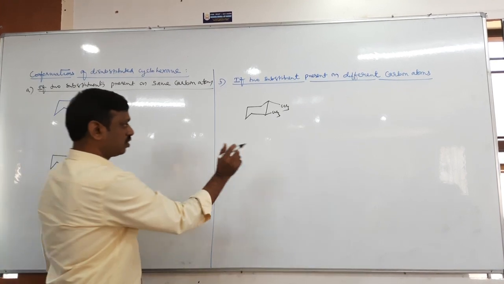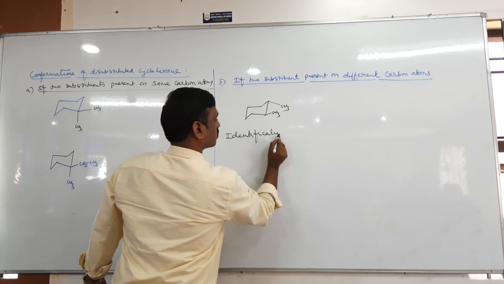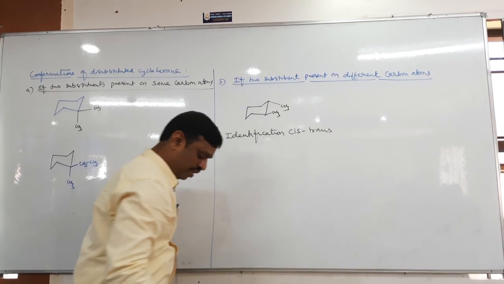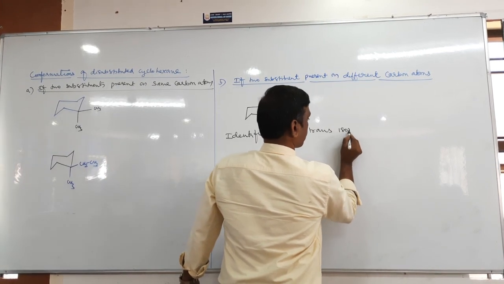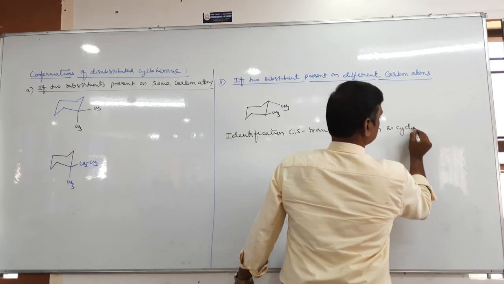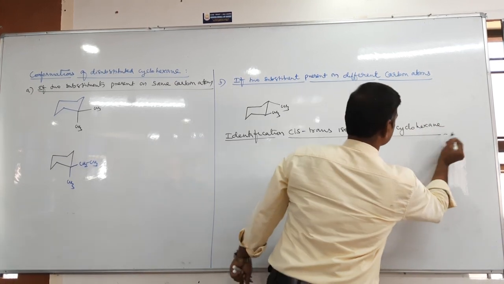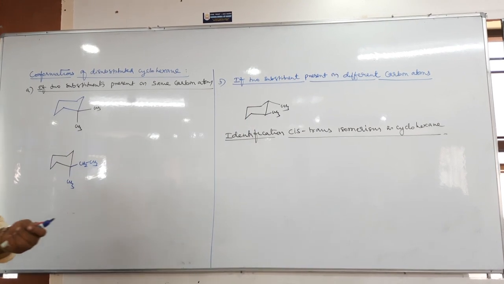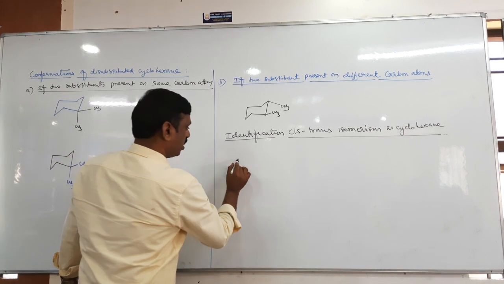Okay, next, identification of cis trans isomerism in cyclohexane. Right. So identification of cis and trans isomers in cyclohexane. This we have studied in cyclohexane.